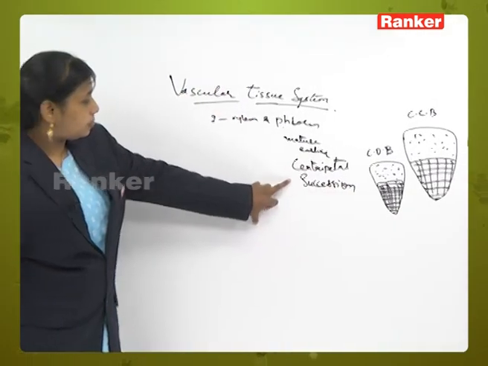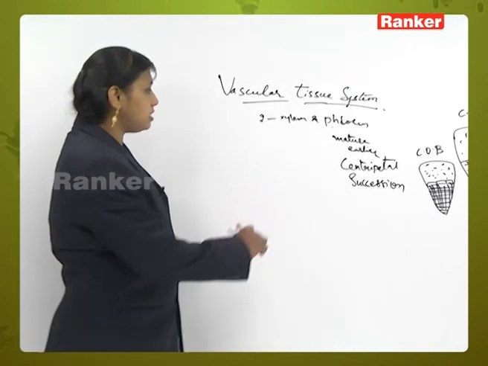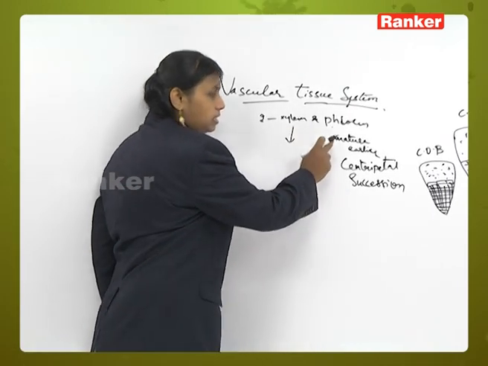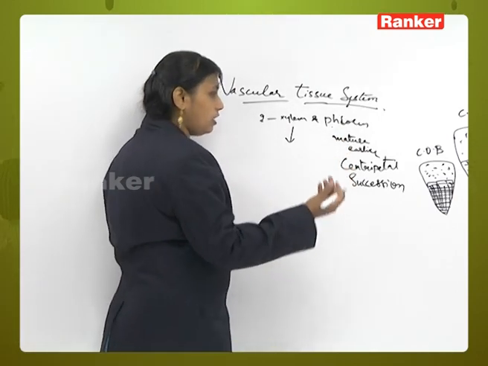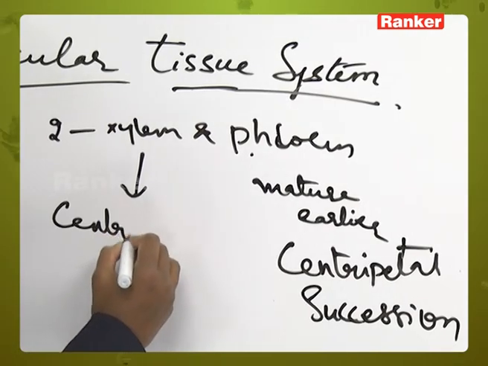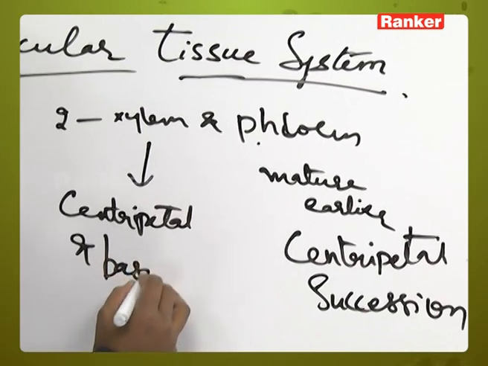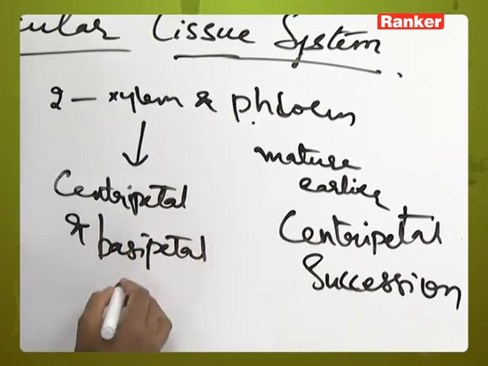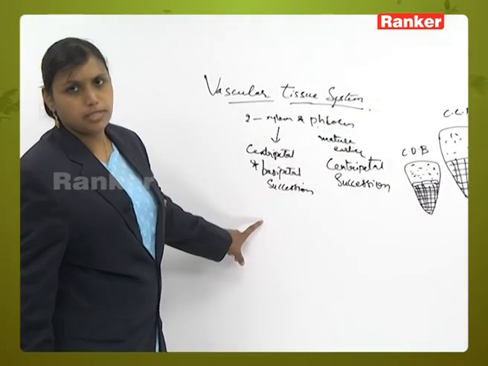The maturation in phloem takes place by centripetal succession, whereas in the xylem the maturation is much later compared to the phloem, and here the maturation takes place in both centripetal and basipetal succession.